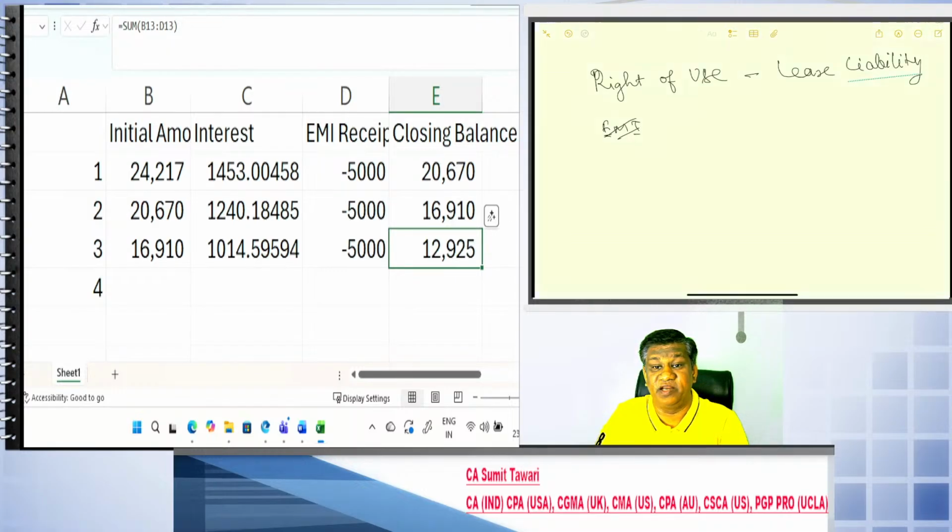But over the period, my liability is reduced to 19,119. Instead of 22,000, I need to reduce it to 19,119, and the same corresponding effect I need to give on the ROU asset. See what happened when I recognize the 22,000 as my lease liability or right of use asset.